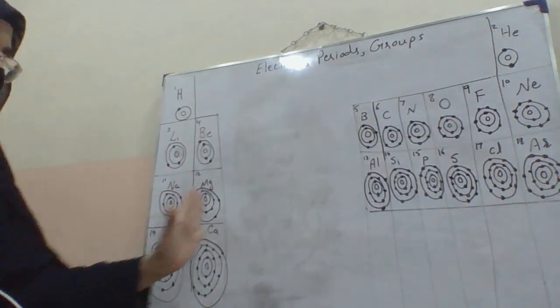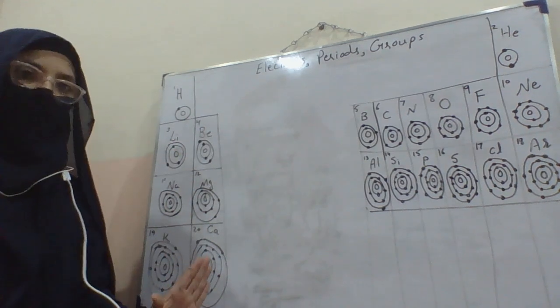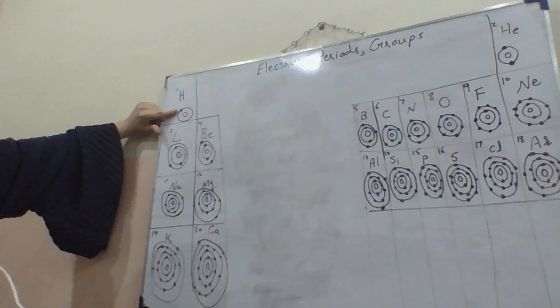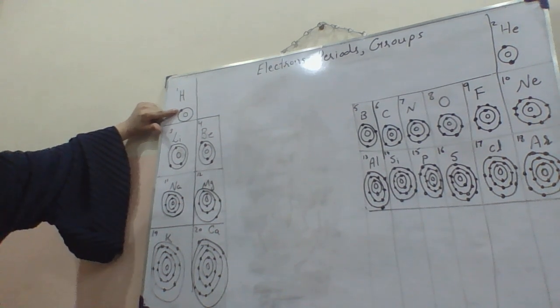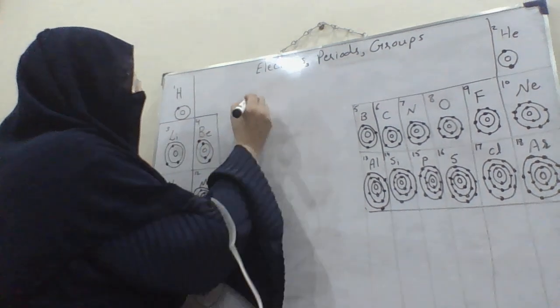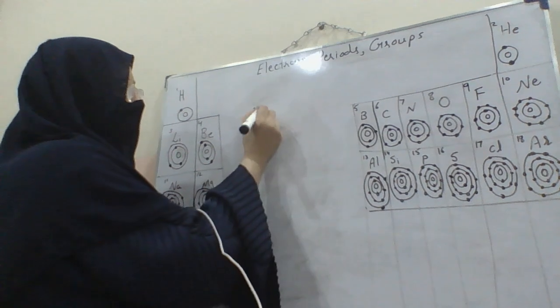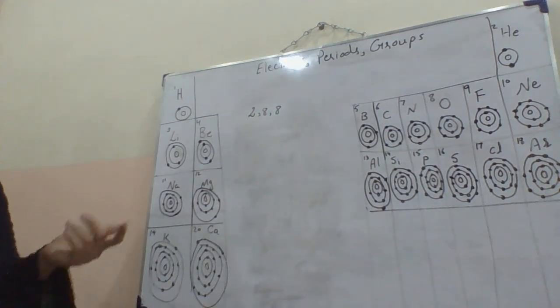So we will discuss the first 20 elements of the periodic table. Here, the first element is hydrogen. It bears only one electron. Remember that the first shell has the maximum capacity of 2 electrons, the second shell 8, and the third shell also has the capacity of 8.